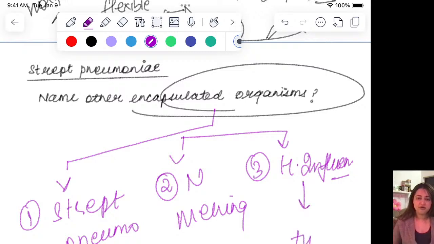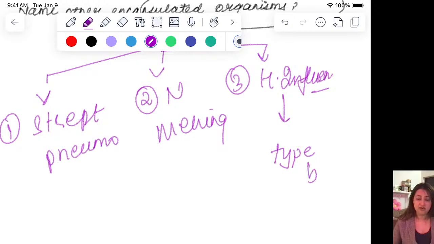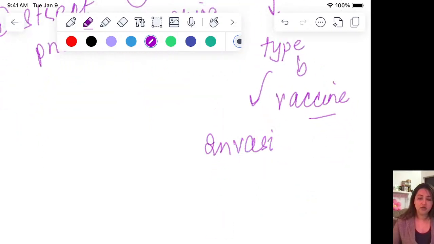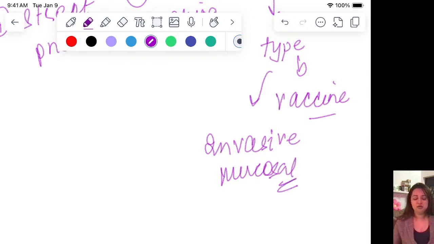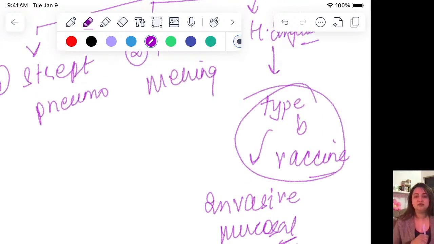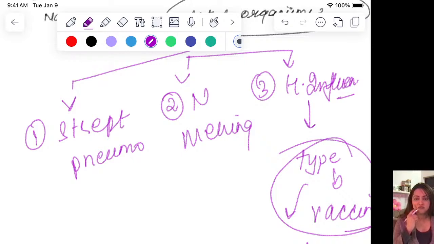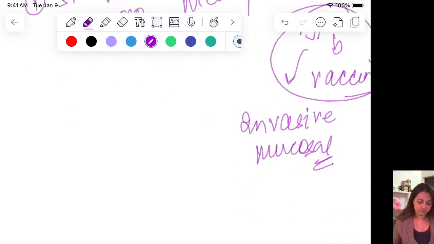For Haemophilus influenzae, remember, we have a vaccine for type B only. And that's okay because type B is the type that's actually associated with more invasive mucosal infections. So type B causes the more dangerous infections. That's fine because we have the type B vaccine. That's a polysaccharide conjugated vaccine. So these are the three main encapsulated organisms that you have to remember, especially if you are given a case of post-splenectomy status.